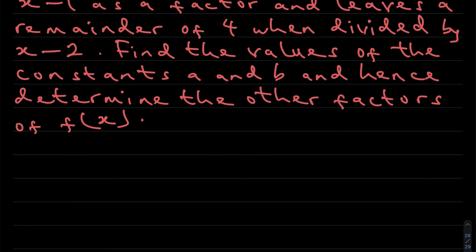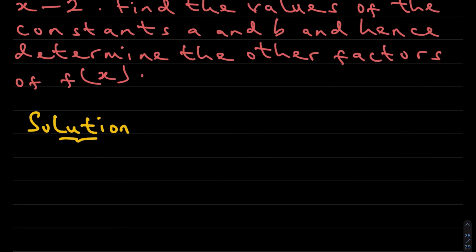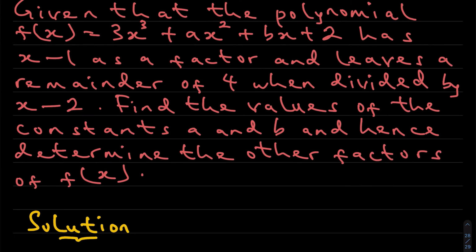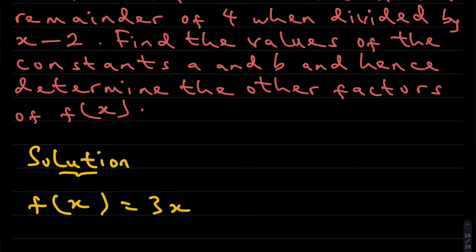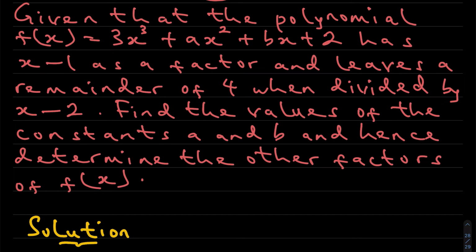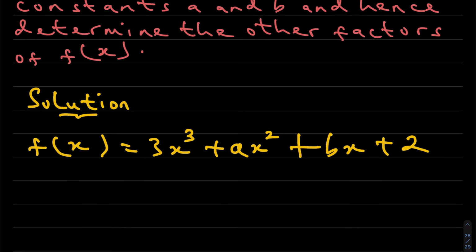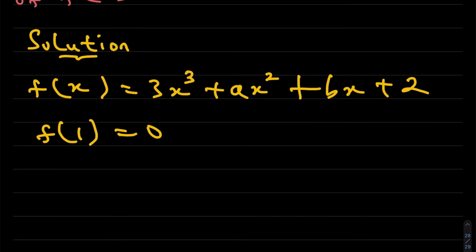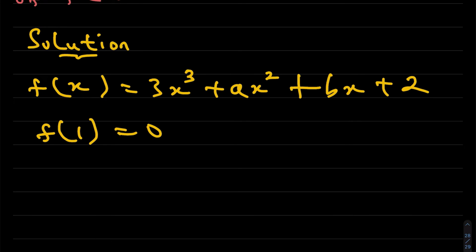Okay, this is the solution. F of x is equal to 3x cubed plus ax squared plus bx plus 2. This f of x has x minus 1 as a factor. If x minus 1 is a factor of f of x, that simply means f of 1 is equal to 0. In other words, the remainder when f of x is divided by x minus 1 is 0.